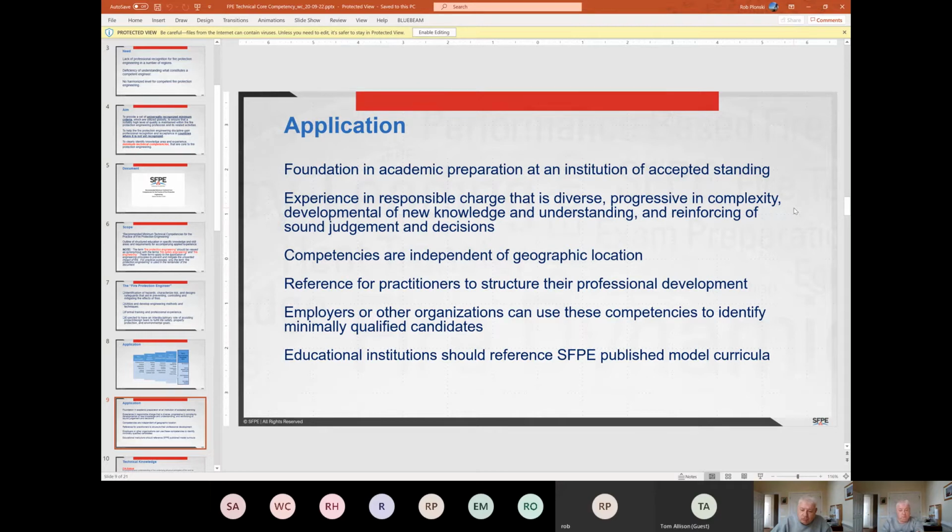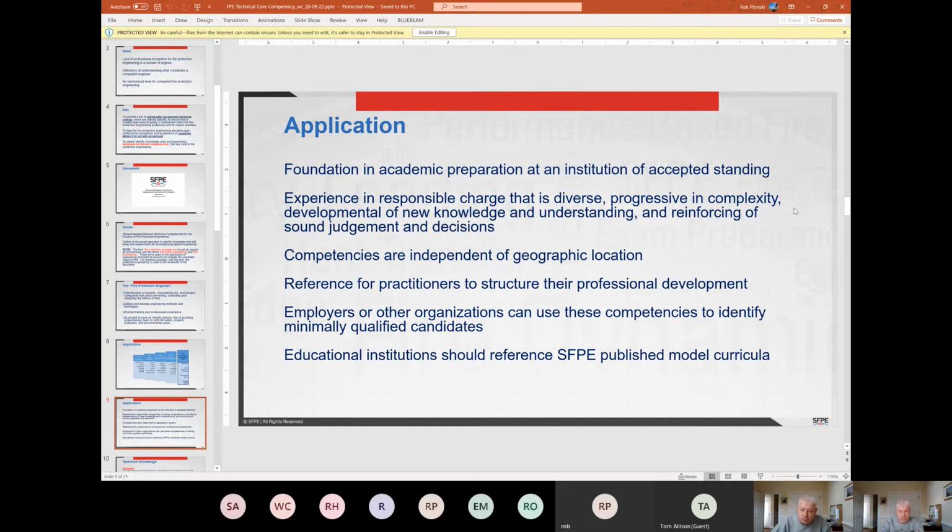Then it wants to build upon that with experience, by providing you with opportunities, or evaluating you, in responsible charge. But it also wants to make sure that this is diverse. This is not to pigeonhole anyone or to provide a specification for a specific area in fire protection engineering. This is to provide a well-rounded core level of competencies for a fire protection engineer to develop their competency in a broad spectrum or diverse, progressively in complexity, development of knowledge and understanding.